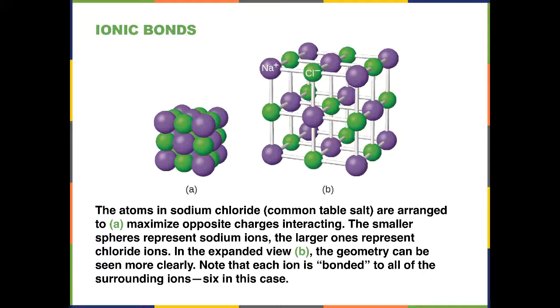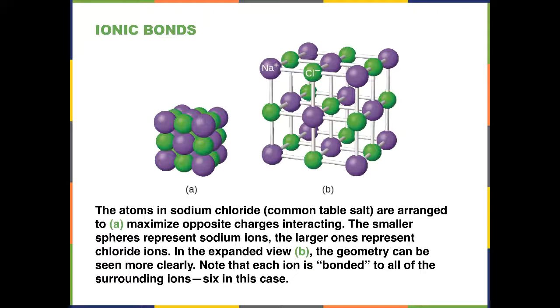And then gaining and losing an electron causes the ionic forces, which cause the opposite charges to attract each other, and they then arrange in this lattice structure, which is shown on the right here under B. And so the atoms in sodium chloride are arranged to maximize these opposite charges interacting.